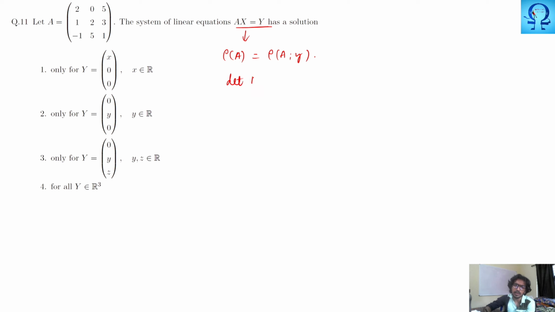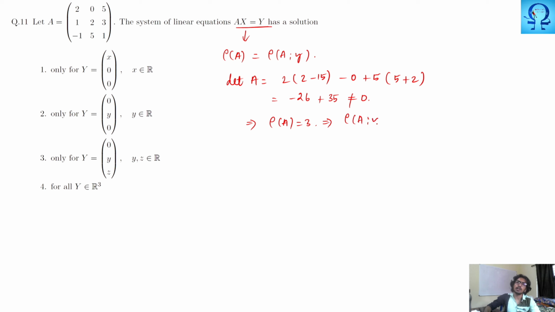For which let me calculate the determinant of A, which is 2 times of 2 minus 15 minus 0 plus 5 times of 5 plus 2. So it is 2 times of minus 13 minus 26 plus 35, which is clearly not equal to 0, which means rank of A is 3. When rank of A is 3, this clearly implies that rank of AY is also 3, because the number of linearly independent columns in A itself is 3.